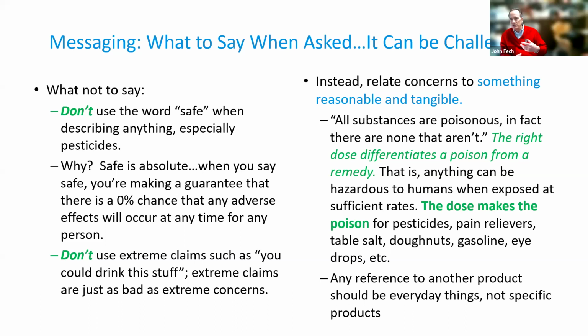Instead, try to relate concerns to something tangible, something reasonable. Any reference should be made to everyday types of products. And then also a couple things here, just thinking about this: all substances are poisonous. In fact, there aren't any that aren't. And the dosage is what differentiates a poison from a remedy. You think about that in terms of pharmaceuticals: if you take too many pain relievers, you could have very bad effects from it.